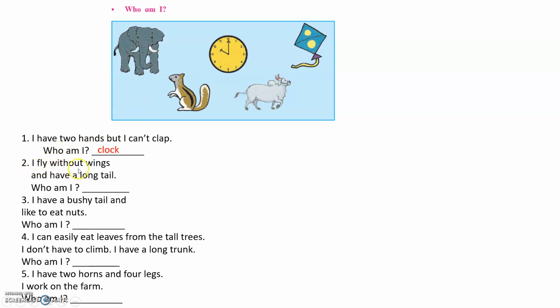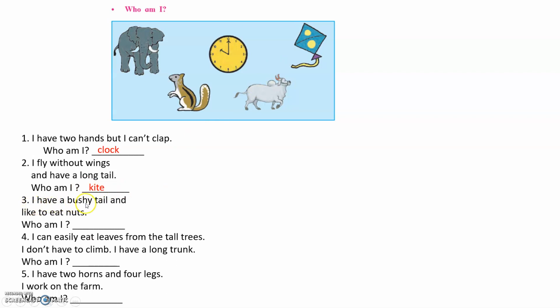I fly without wings and have a long tail. Who am I? I fly up in the sky. Yes, can this elephant fly? No. So who can fly? The kite. So the answer is kite.